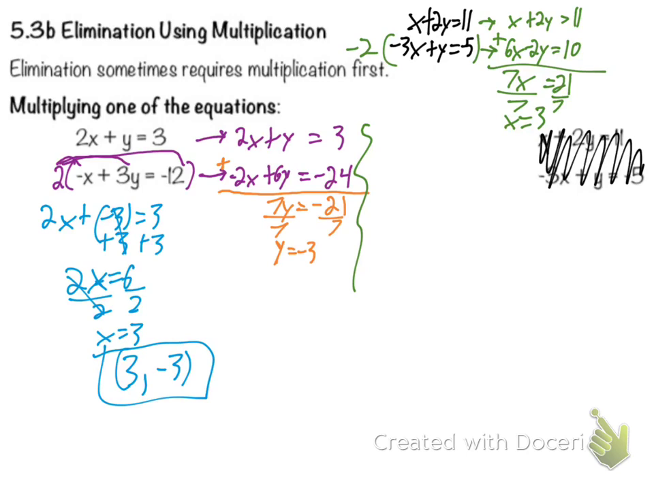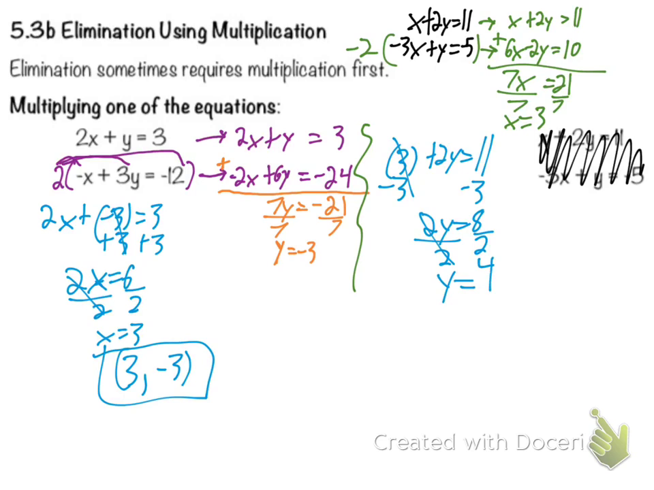You guys have a preference? I would choose the top. Yeah, less negative, smaller numbers for the most part. 3 plus 2y equals 11. Subtract 3. 2y equals 8. And y is what then? 4. And how do I write my final answer? 3, 4. Thanks, Whitney.